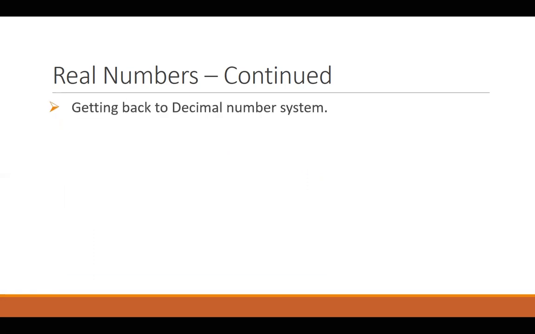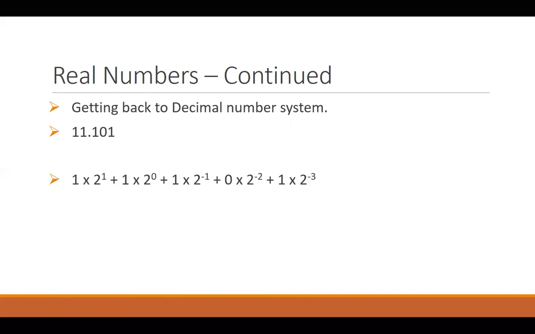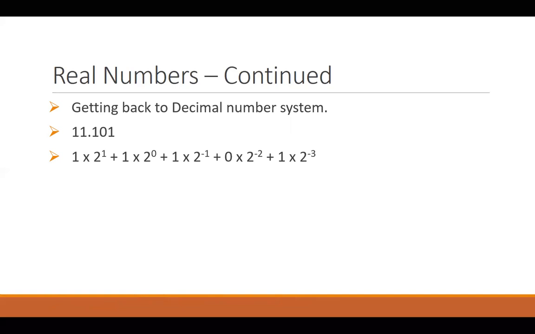What if I need to get back? Means get back from my binary conversion back into my decimal number system. Again, I'm using the same value. The answer was 11.101. And to get back to my value, one of the ways is to just keep multiplying them by 2.